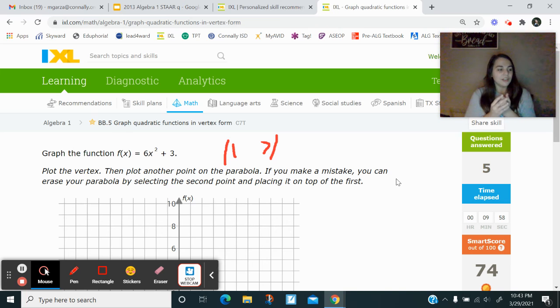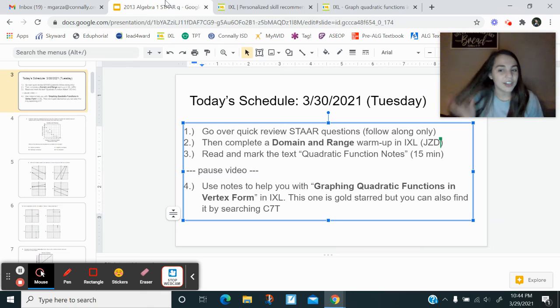All right. Try your best on these. If you decided to go ahead and start your IXL before I was done giving all of my long-winded examples, you're good. If you choose to type it in the search bar, it is C7T for this one. However, I gave you a lot of examples, so let's just try to work with those.